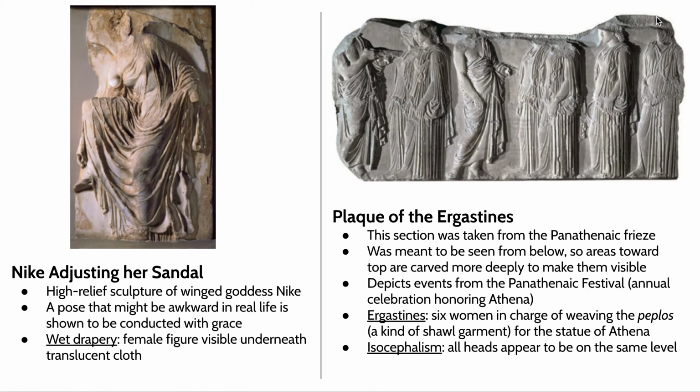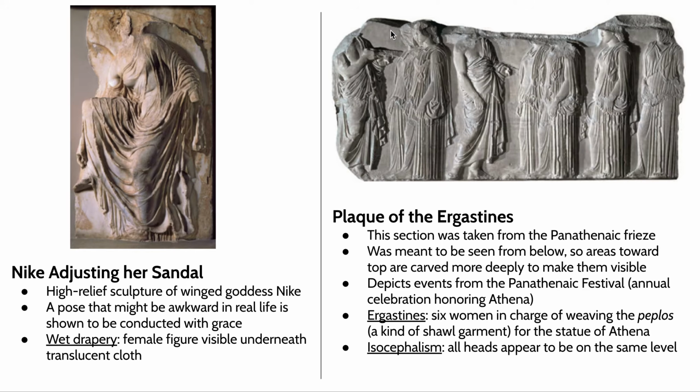This particular image right here is from the Panathenaic frieze, and it's called the Plaque of the Ergostines. So this was meant to be seen from below, so you would look up and see it right above the lintel of the building. So the areas at the top are more deeply incised into the surface so that when you're looking up at it, you can see all the detail instead of only seeing things at the bottom and the stuff at the top disappearing. So this depicts events from the Panathenaic Festival.